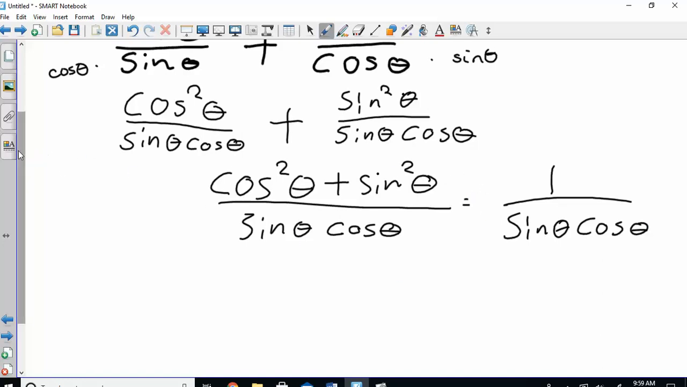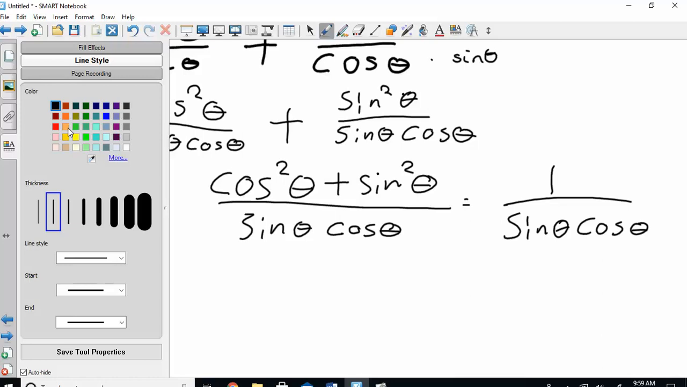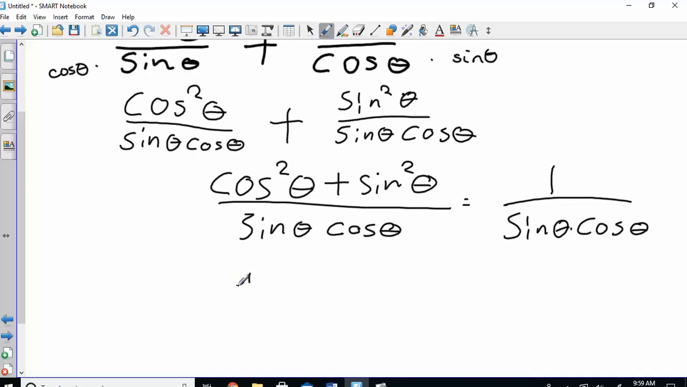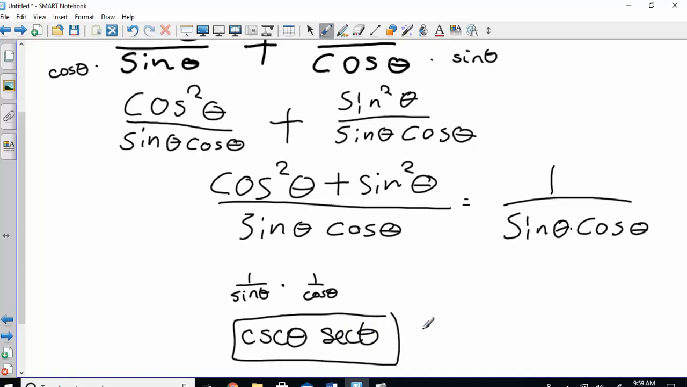This is a technique that we have not used before. Since all of this is one term on the bottom, that's the same thing as saying 1 over sine times 1 over cosine. You guys agree with that? What is 1 over sine? The reciprocal of sine is cosecant. And the reciprocal of cosine? Secant. So our final answer, this thing turned into cosecant theta times secant theta.